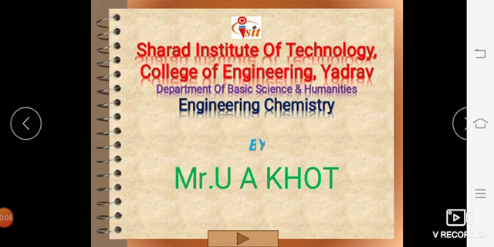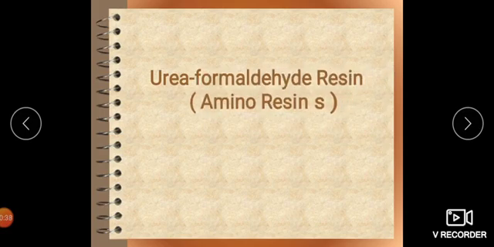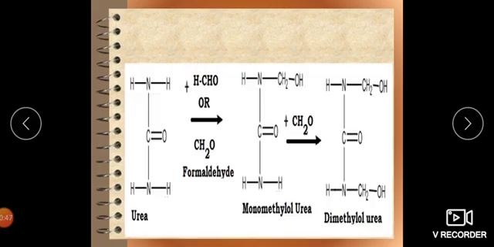Welcome back. In the last lecture, we saw some basic concepts about polymer, monomer, and polymerization. After that, we saw plastics and their types. Next, we saw an example of a resin, that is Bakelite, the phenol formaldehyde resin. In today's lecture, we are going to see the second industrially important resin, that is urea formaldehyde resin, also called amino resins.